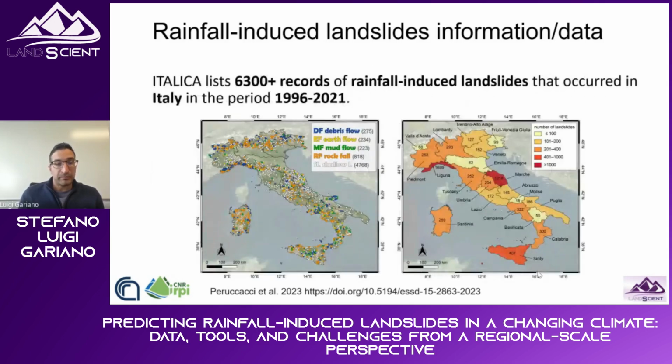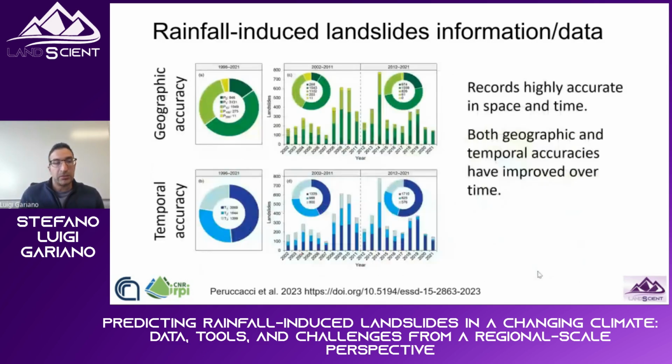We discarded all the information in which we were not able to define the day of occurrence of the landslide. And after this work, we now have this catalog, more than 6,300 records of rainfall-induced landslides occurred in Italy between 1996 and 2021. This is overall the geographical distribution, with some regions with more information than others, also thanks to some agreements we had and we are having with some regional administrations.